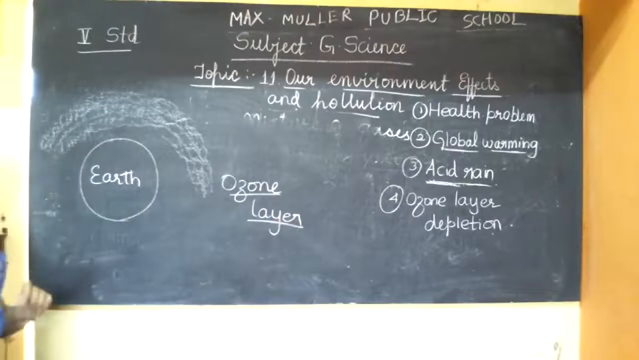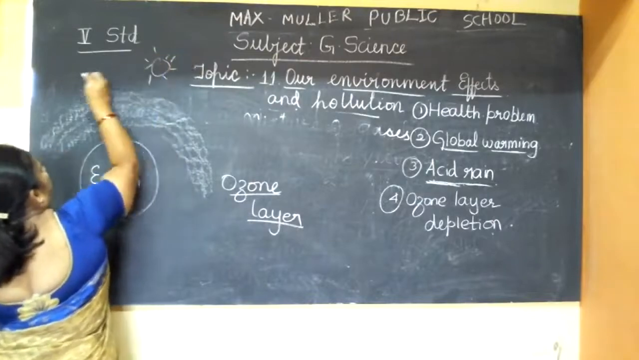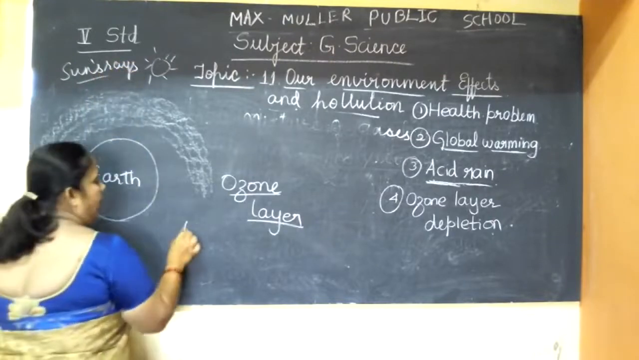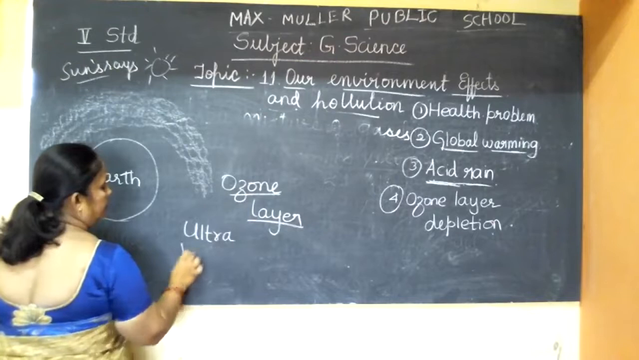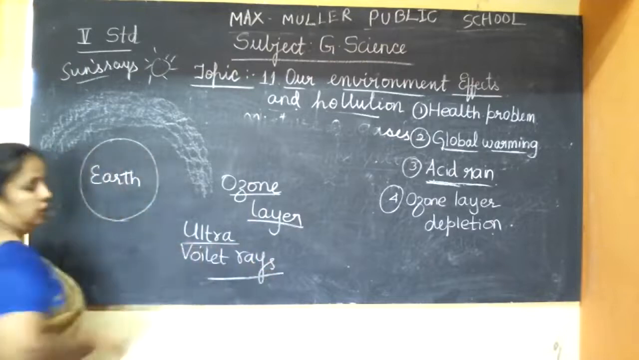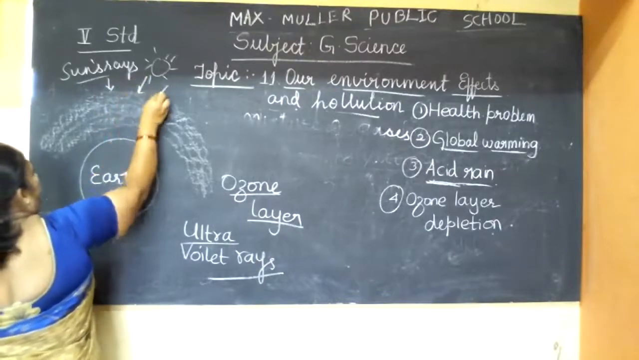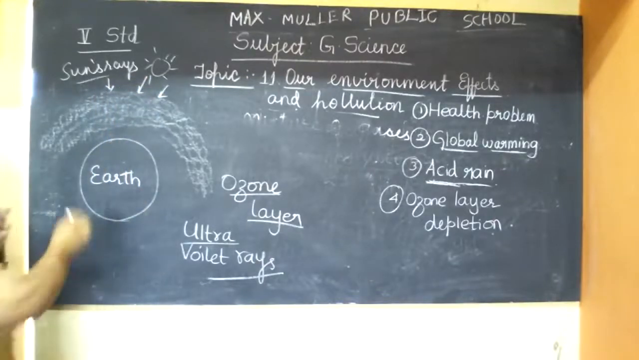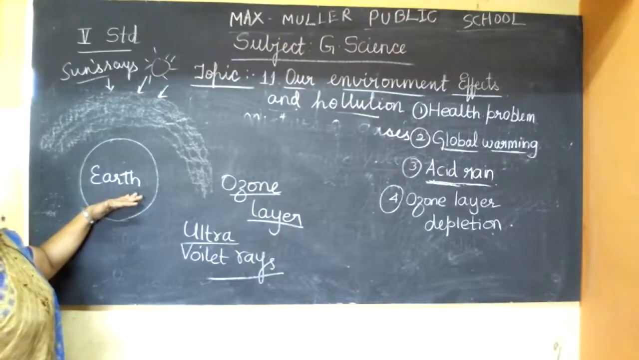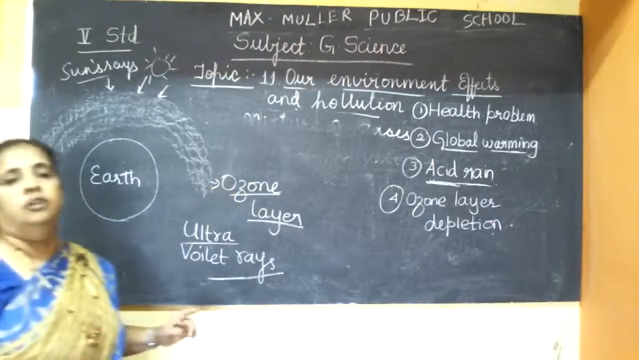So what is the use of this ozone layer? You know that the sun's rays are very harmful. They have ultraviolet rays, which are very harmful. So what this ozone layer is doing is blocking the sun's rays from reaching the earth. That layer is going to protect us from these harmful ultraviolet rays. The ozone layer is blocking the harmful rays of the sun from reaching the earth.